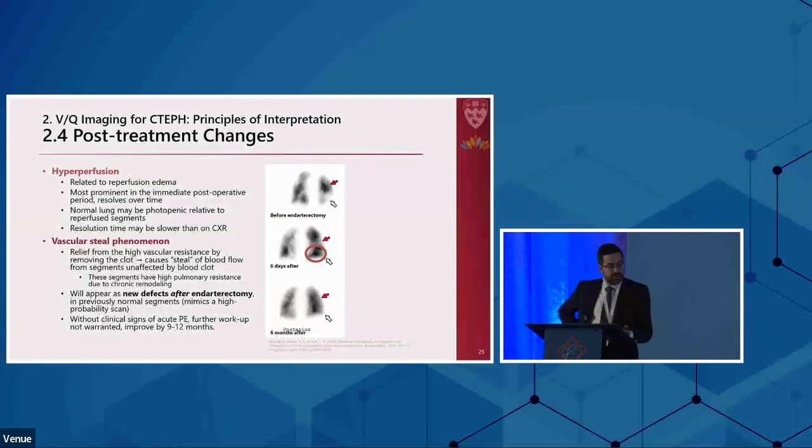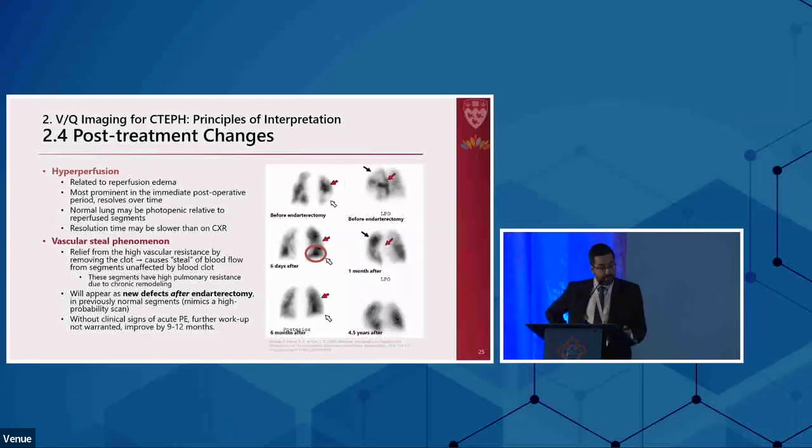Then you have the vascular steal phenomenon, and that's related to relief from high vascular resistance by removing the clot, and therefore causes some sort of steal of blood flow from the segments unaffected by the blood clot. And these segments are usually going to have high pulmonary resistance from chronic remodeling, and they could present as new defects after endarterectomy. If the patient doesn't have symptoms, then usually that's attributed to that. So it's something to be aware of, as in this example, where there are some new abnormalities present, but they tend to resolve after time.